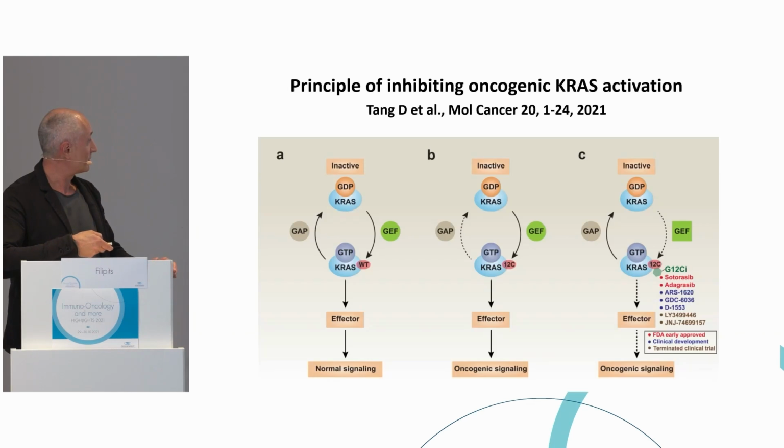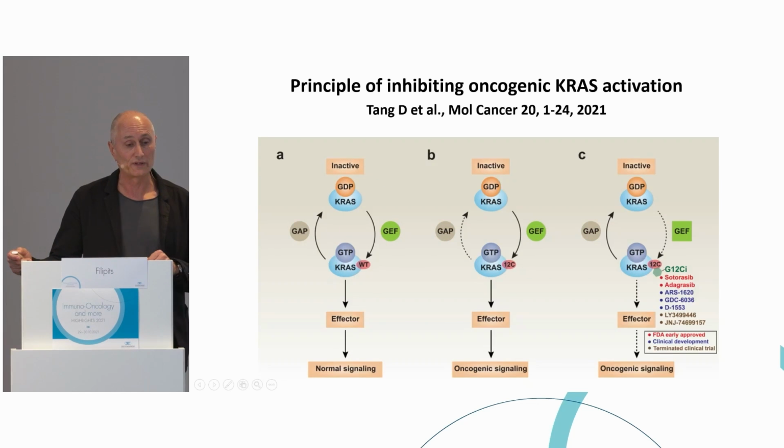Why is this important? Or just first, a look into the mechanism of KRAS. So KRAS is a membrane-bound GTPase. It's inactive if it's bound to GDP, to guanosine diphosphate.